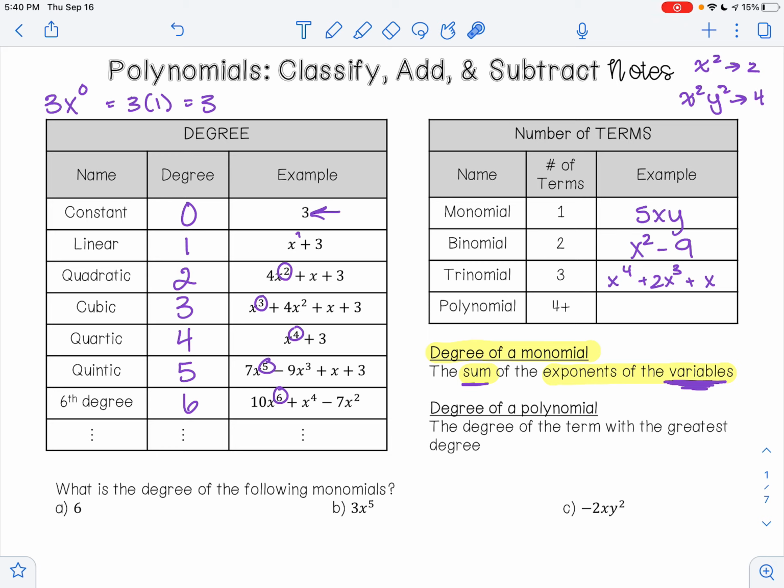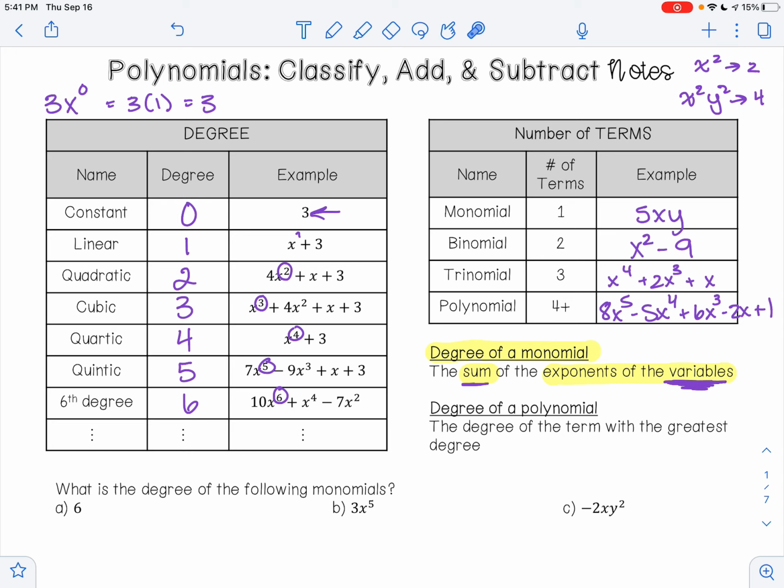And then anything with 4 or more terms doesn't have a fancy name. We just call it a polynomial. So if I had something like 8x to the 5th minus 5x to the 4th plus 6x cubed minus 2x plus 1, this would be a polynomial. Here I have 1, 2, 3, 4, 5 terms. Anything with 4 or more terms is a polynomial.